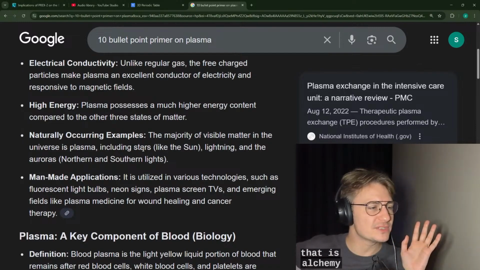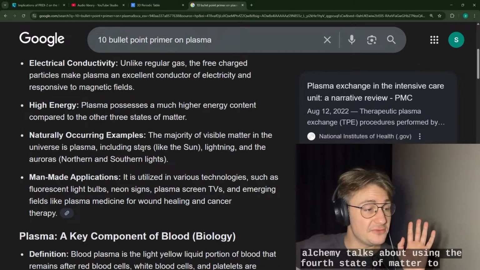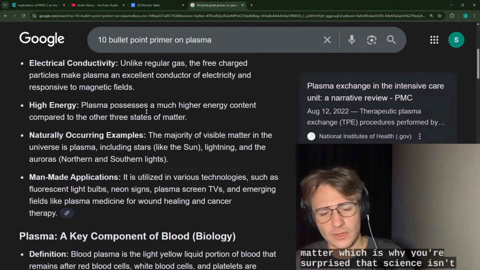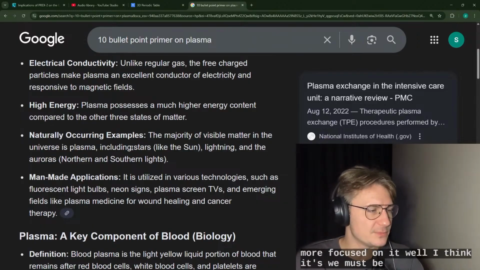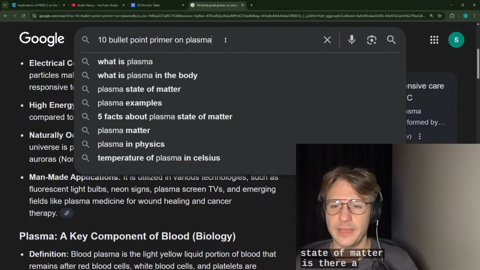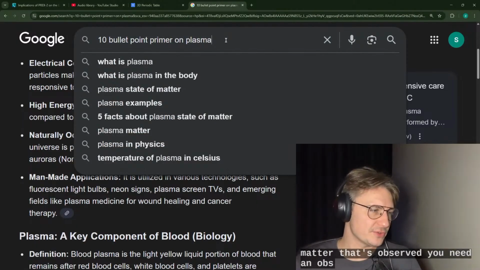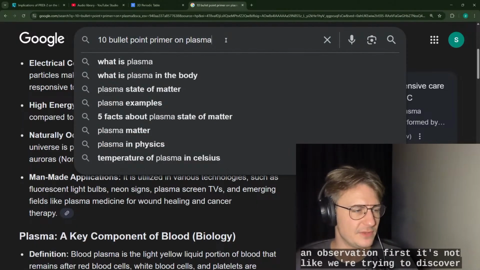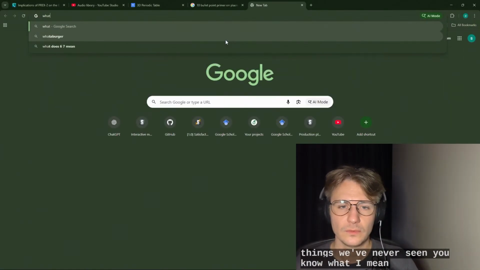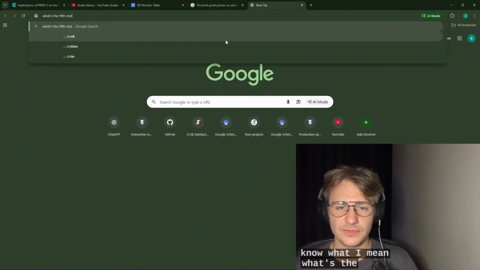Alchemy talks about using the fourth state of matter to create the fifth state of matter, which is why you're surprised that science isn't more focused on it. Well, I think we must be lacking an observation for that fifth state of matter. Is there a fifth state of matter that's observed? You need an observation first. It's not like we're trying to discover things we've never seen. You know what I mean? What's the fifth state of matter?